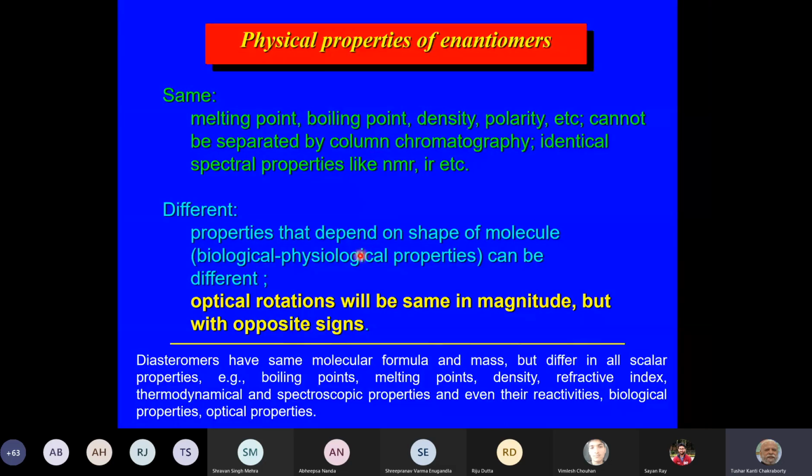And of course, enantiomers will also have different biological properties, because one enantiomer may bind to a receptor site, but the other enantiomer will not be able to. So molecular recognition is also an important aspect of the enantiomer. And same thing about the diastereomer. They have different optical properties.